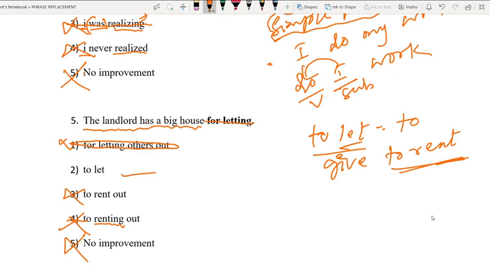To let, as I have already mentioned, as you can all see here, carries the same meaning as to rent. So dear friends, we have approached the end of this discussion part.